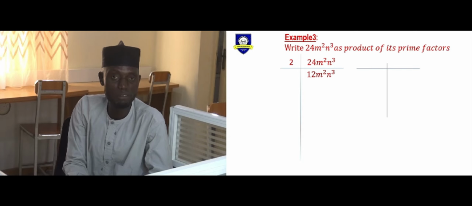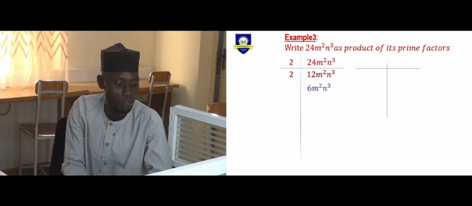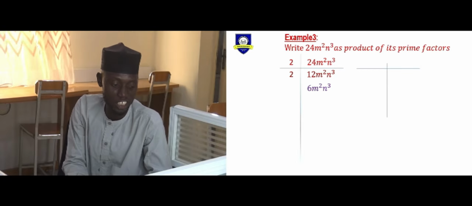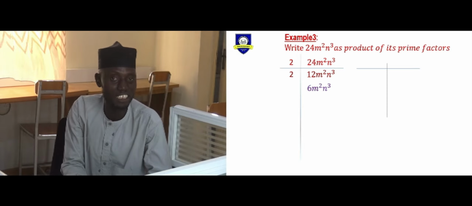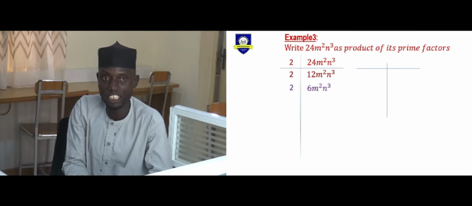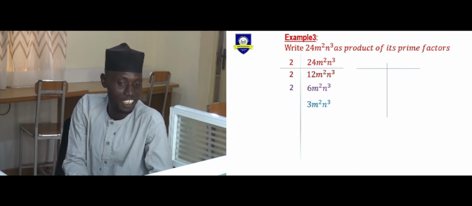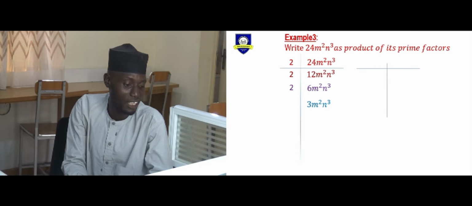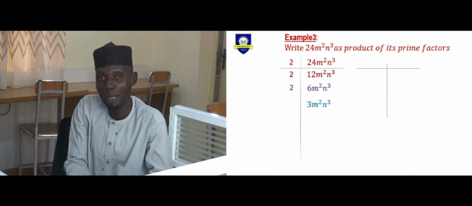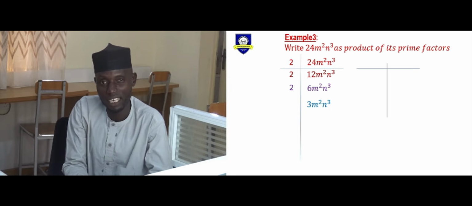6 can also be divided by 2, which is the least possible factor that can divide it into equal parts. So 6 divided by 2 leaves us with 3. So the question we have here is 3. This time around, 2 cannot divide 3 into equal parts. So what we do is divide 3 by its least factor that can divide. Mind you, 3 is a prime number, which cannot be divided by any other number except 1 and itself.